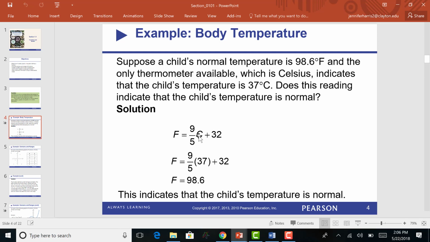So C represents the temperature in Celsius, which was 37 degrees, and I want to know if my child's temperature is 37 degrees, do they have a fever or not? So if I plug in 37, do the math on your calculator, I get a Fahrenheit temperature of what? 98.6. Does your child have a fever? No. That's pretty normal.